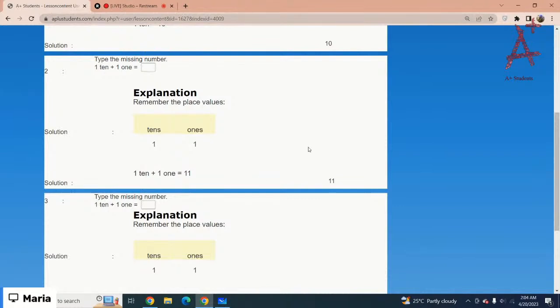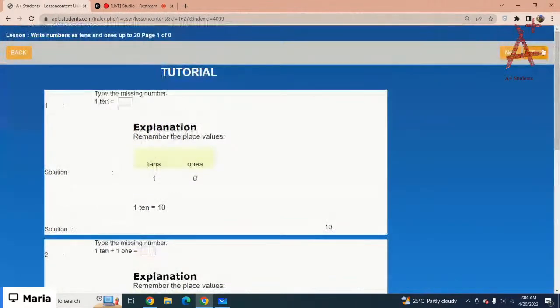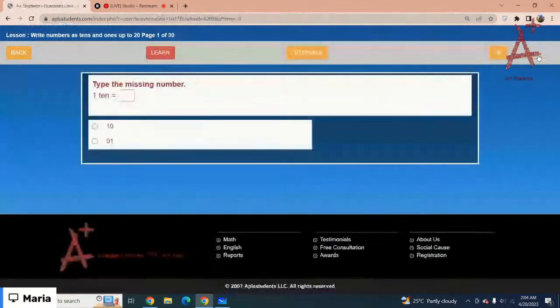Okay, let's start with the test questions. You are given 1 ten. Type the missing number. Got it? You are just given the digit at the tens position and not the one at the ones position. When you are not given the digit at the ones position, that means it must be 0. So 1 ten means it is just 10.